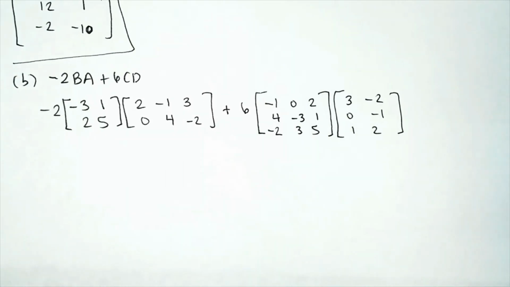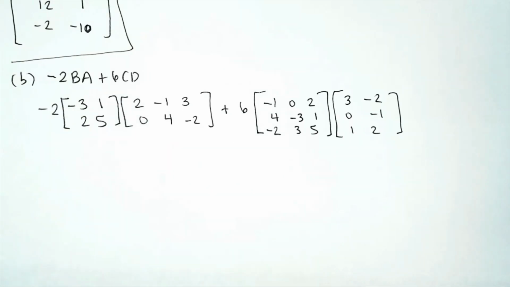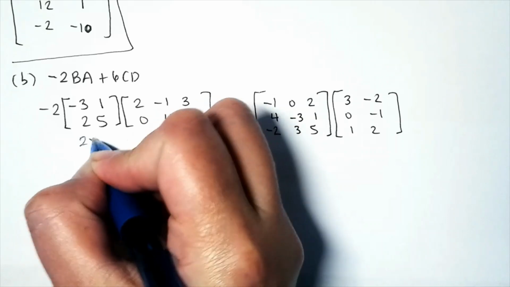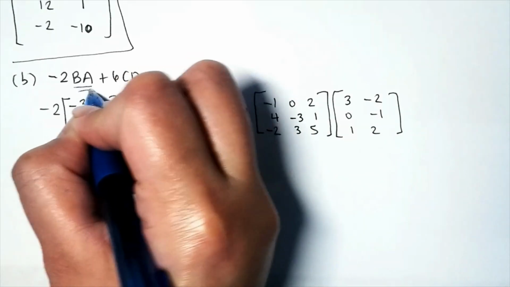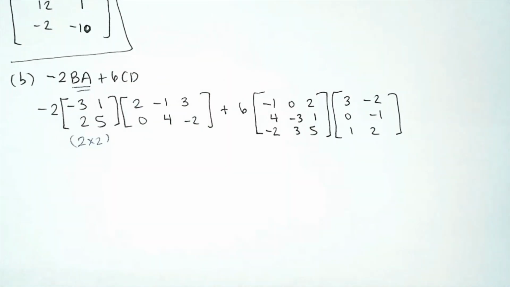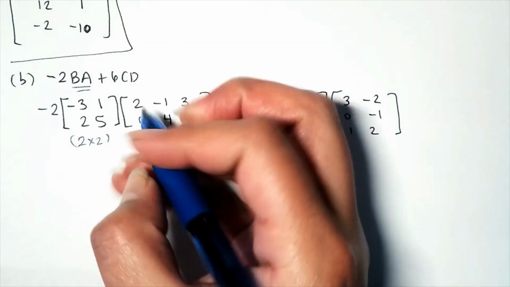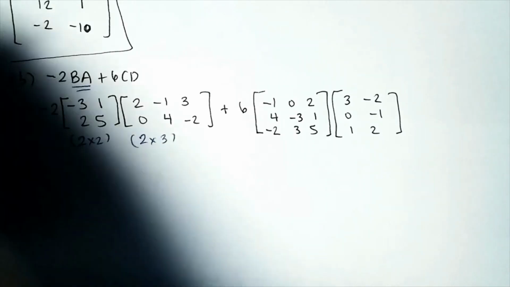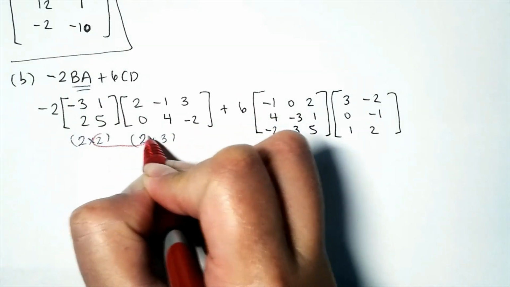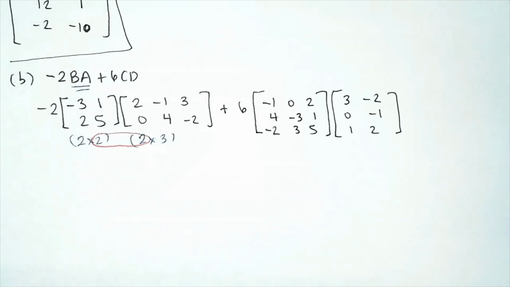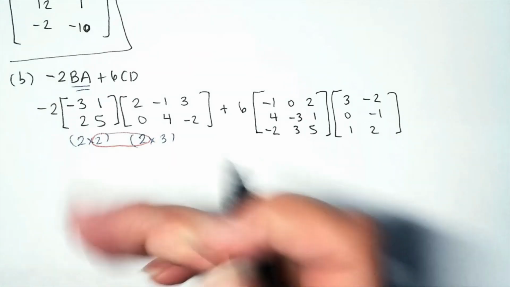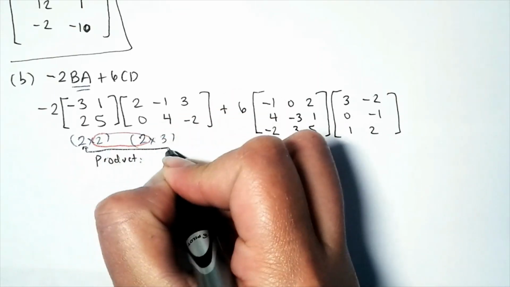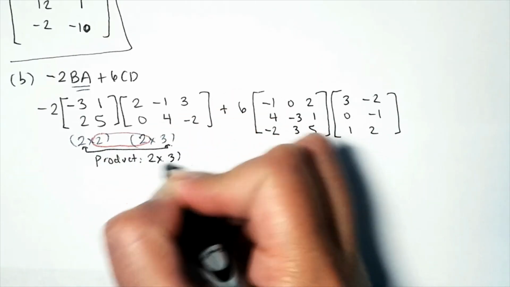the sum is defined. The first matrix has 2 rows, 2 columns, so it's size 2 by 2. Now we want to see if this product BA is defined. The next one is 2 rows, 3 columns, so is this product defined? It sure is, because the insides are the same, or using my math words, columns of the first equals rows of the second. So the product, we look at the outsides, will be a size 2 by 3.